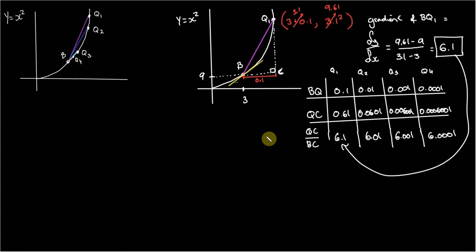Hello. So in the previous video, we progressed in our discussion of thinking through differentiation from first principles, and we got all the way to the point of understanding that the gradient of the tangent line at point B on the curve y equals x squared is 6, right? We saw that it's tending towards 6.